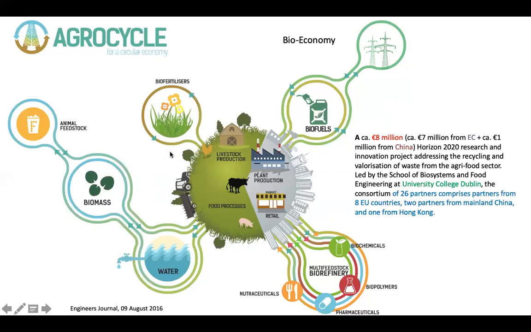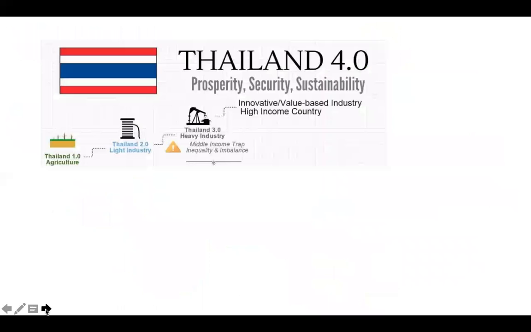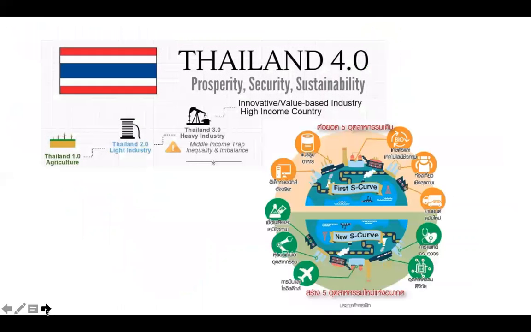This is an example of an 8 million project at University College Dublin, where they want to have zero waste. They're going to reuse everything. It's also in Thailand. I think everywhere in the world, we're talking about this strategy to make everything a bio-circular economy.